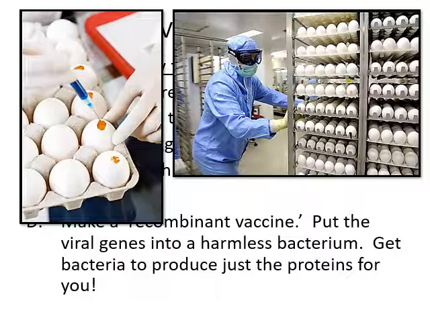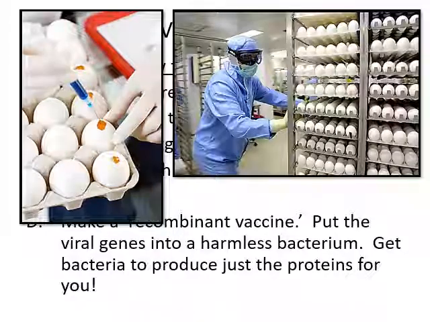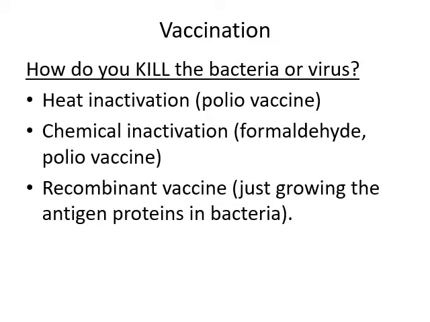Okay, here's a factory that's making influenza virus en masse, huge quantities of influenza virus, by injecting chicken eggs. How do you kill the bacteria or the virus before you inject it? One of the ways you can kill it is by heating it up. That usually denatures or destroys some of the proteins. That's what they did with the original polio vaccine.